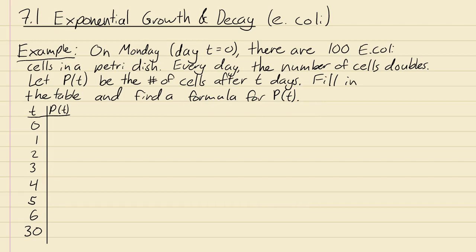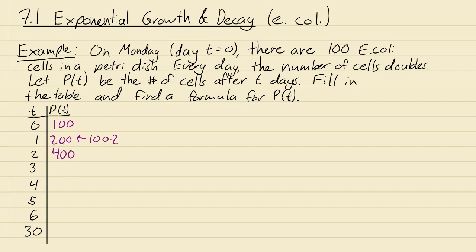So let's start with day 0. Day 0 means the first day that we're talking about on Monday. So on that day there's 100 E. coli cells. That's given. And then the next day, Tuesday, it's going to double. So that is going to be 100 times 2, also known as 200. And the day after that, it's going to double again. So you're going to end up with 400.